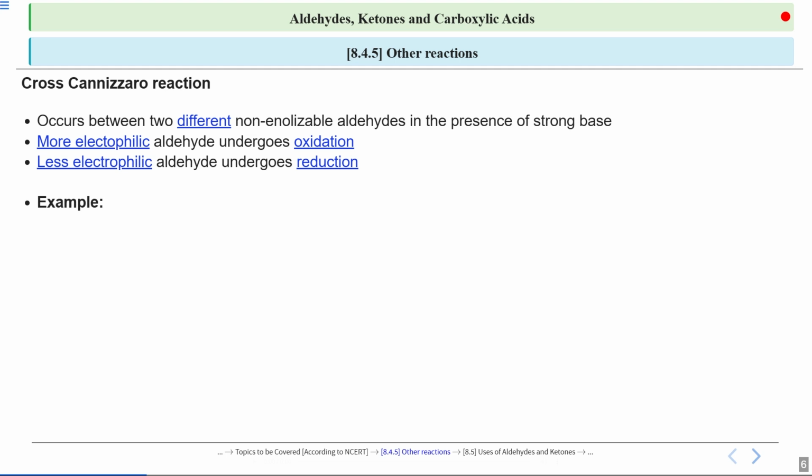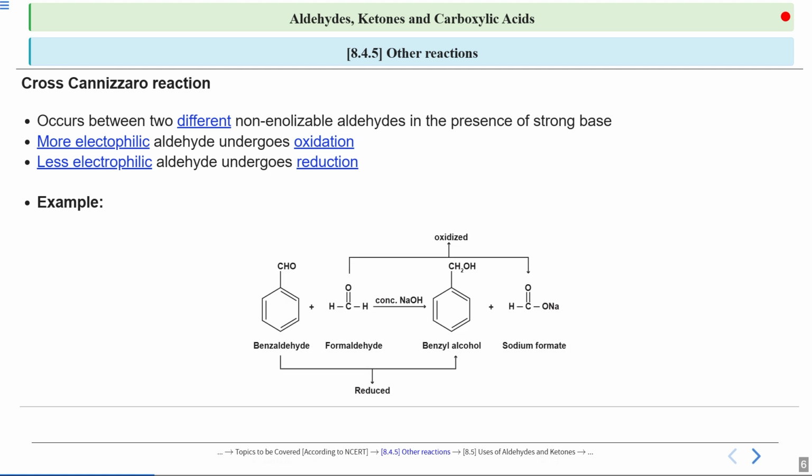So let us see this cross-Cannizzaro reaction with the help of an example. Now if you see, you have two molecules of aldehyde and both are different, and both are non-enolizable aldehydes. So you have benzaldehyde and formaldehyde. In benzaldehyde and formaldehyde, you have to choose which one will undergo oxidation and which one will undergo reduction. So I tell you, the more electrophilic undergoes oxidation.